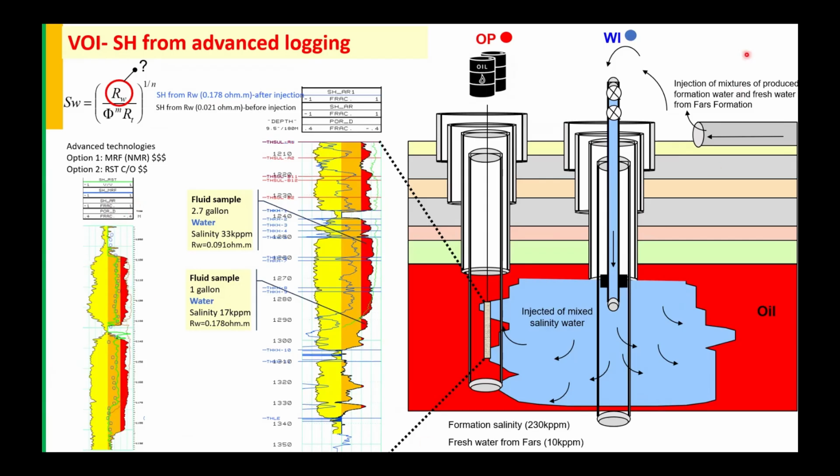After running salinity independent technologies, RST found that this interval is actually water, and the resistivity was affected by the injected fresh water. And this was also proved by collecting downhole samples from the high saturation zones, which showed that it is having some water.